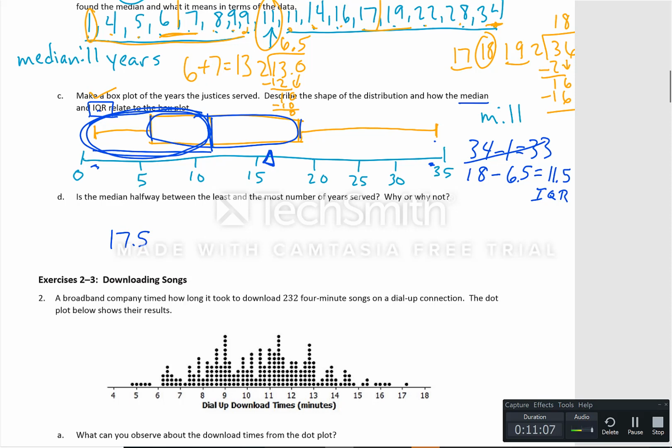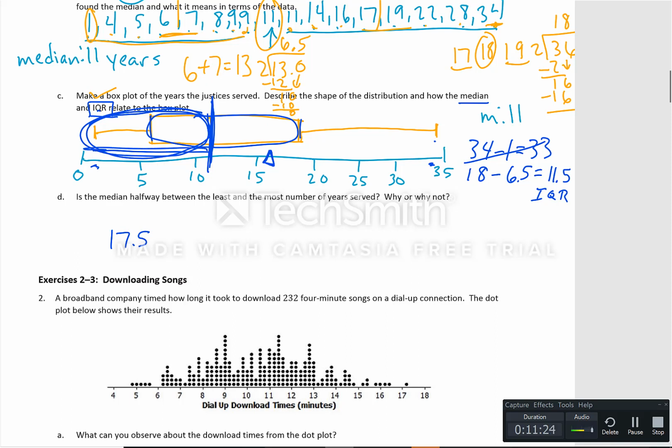The middle of the interval from the smallest to largest data has no connection to the median. The median depends on how the data is spread out over the interval. So the main part I want to take away is the median. What we've been working on for that box plot is related to how spread out it is.